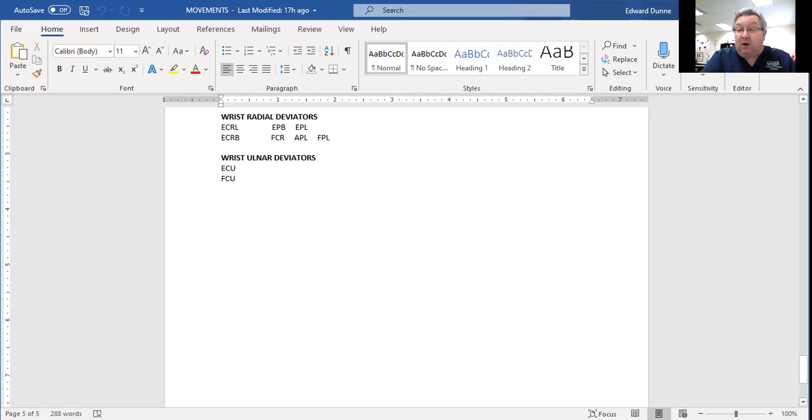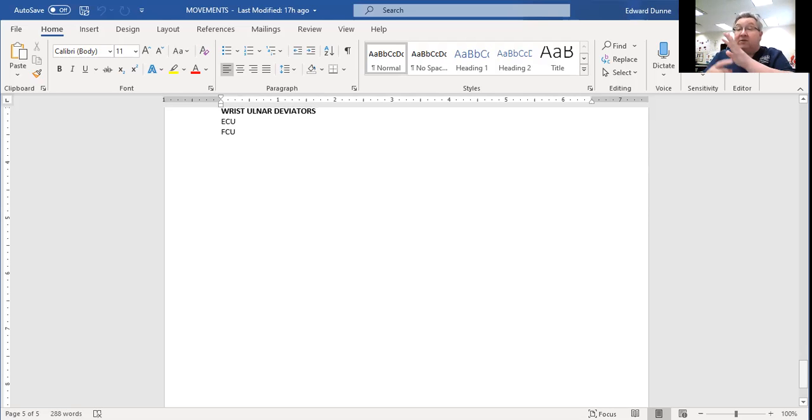When we're talking about ulnar deviation, we're talking about muscles that are going to be on the pinky side, on the ulnar side, to tilt the wrist towards that side. Well, there's only 2 that you're going to need to know. And they sound the same. There's just a different motion: extensor carpi ulnaris and flexor carpi ulnaris. Those are the ulnar deviators that I need you to know.